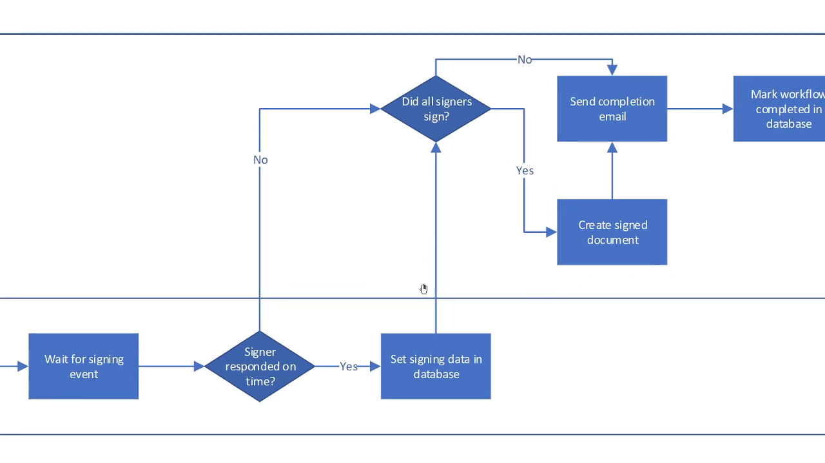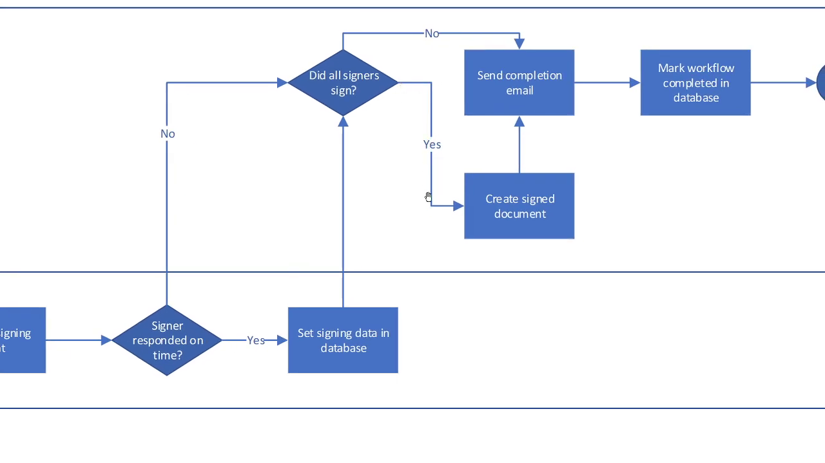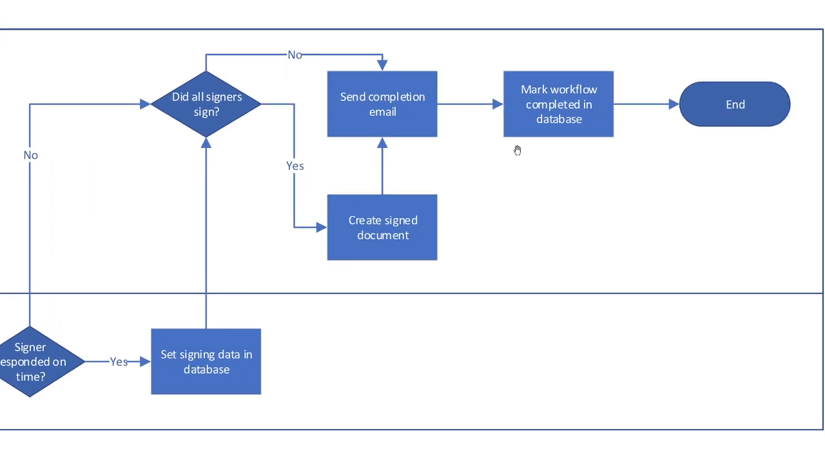And once all of those sub-orchestrators are complete, we'll check in the main orchestrator, did all of them sign? And if yes, we'll create a signed version of the document that they uploaded. And finally, we'll send a completion email, which we'll also send if all of them didn't sign. And finally, we'll just mark the workflow as completed in the database and end the workflow. So you can see there's some reasonable complexity involved here.